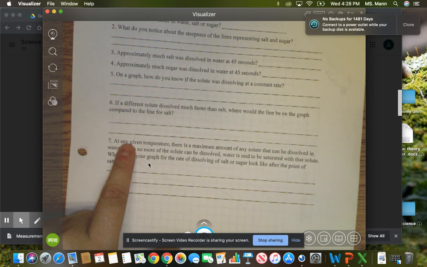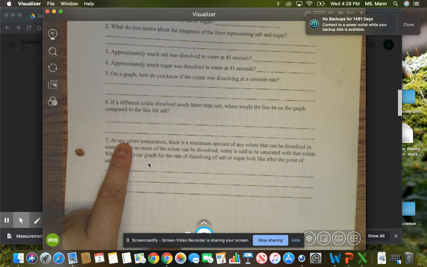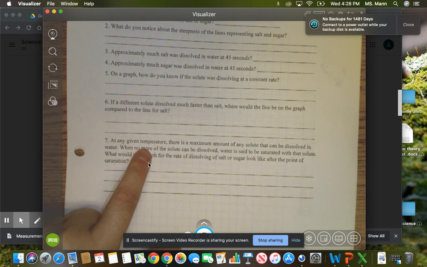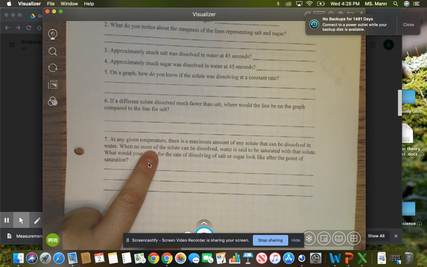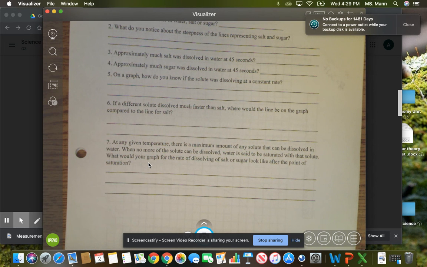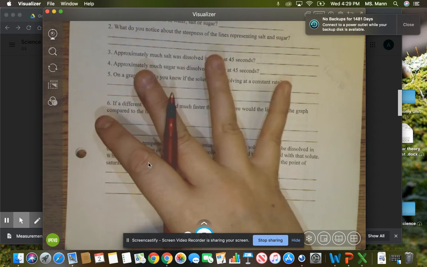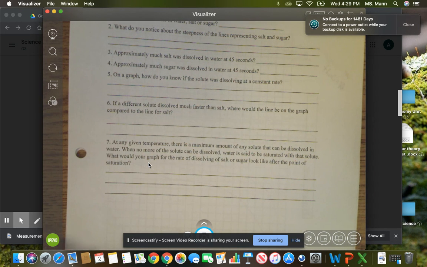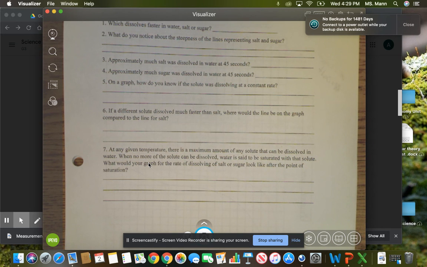Number 7, at any given temperature, there is a maximum amount of solute that can be dissolved in water. When no more of the solute can be dissolved, water is said to be saturated. And with that solute, what would your graph for the rate of dissolving salt or sugar look like after the point of saturation? So you're just going to predict what your graph would look like, all right? You're going to see how the trend goes whenever you add more salt, and then you're going to continue that trend by visualizing it if you went on to saturation, right? All right.